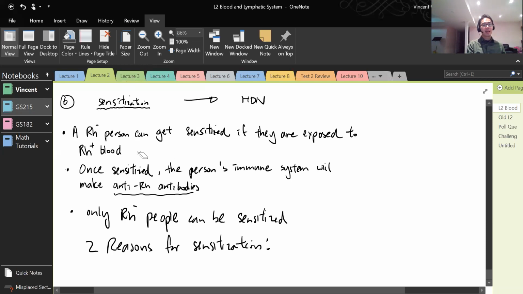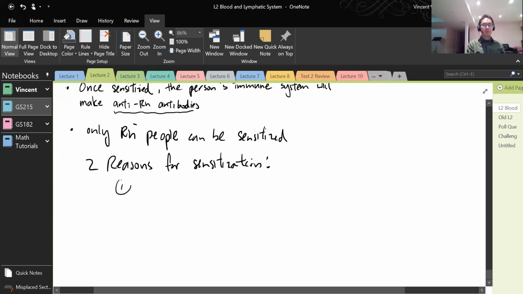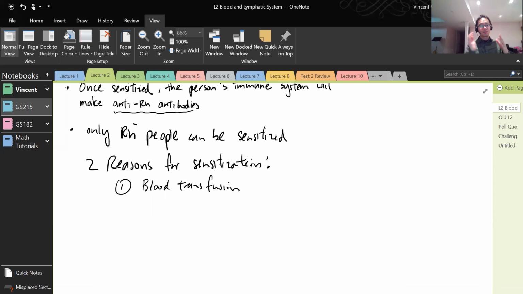Okay, why would a negative person be exposed to positive blood? Well, one reason is blood transfusion, right? Maybe someone made a mistake. Someone didn't have their morning coffee and then got all tired and gave the wrong blood. Could happen, right? It's not going to kill them the first time, but it will sensitize them.